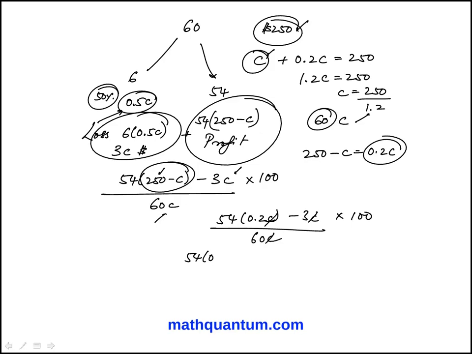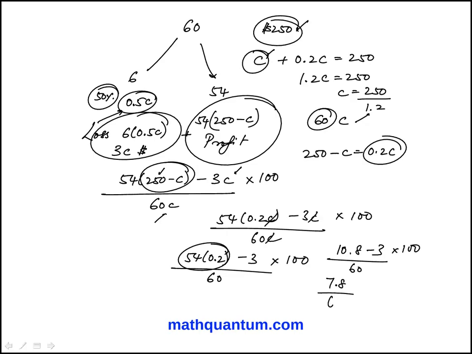So I have 54 times 0.2 minus 3, over 60, times 100. And 54 times 2 is 108, and move a decimal, 10.8 minus 3, over 60, times 100. That's 7.8 over 60. Knock off this 0, knock off that, make it 78 over 6. 6 times 1 is 6, 6 times 3 is 18, so the answer is 13%, which is choice D.